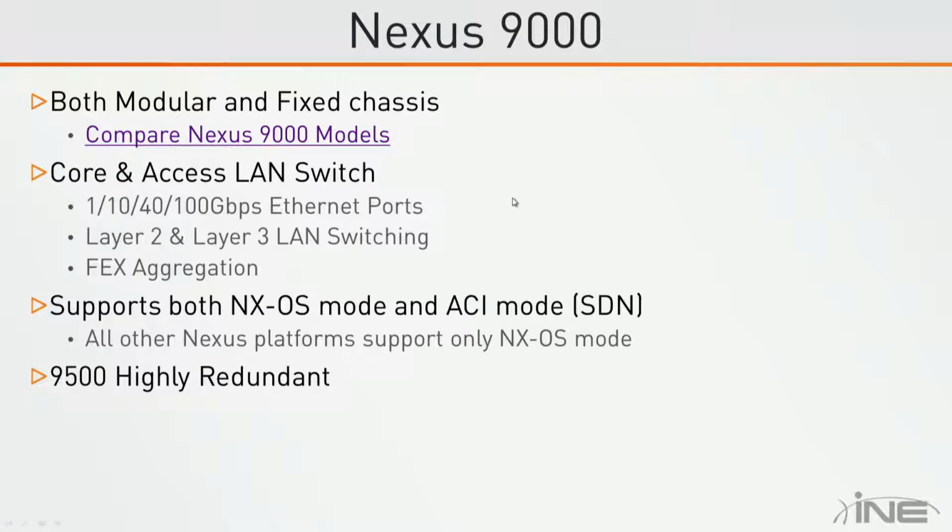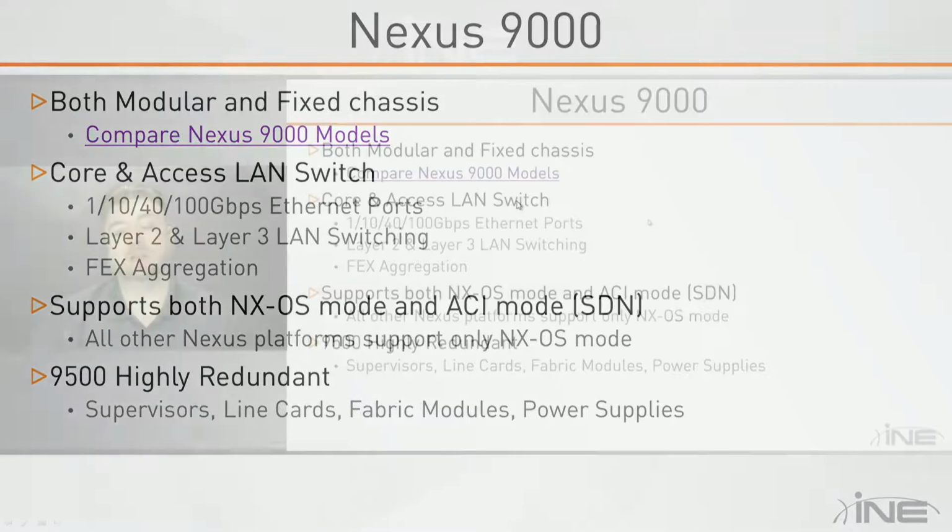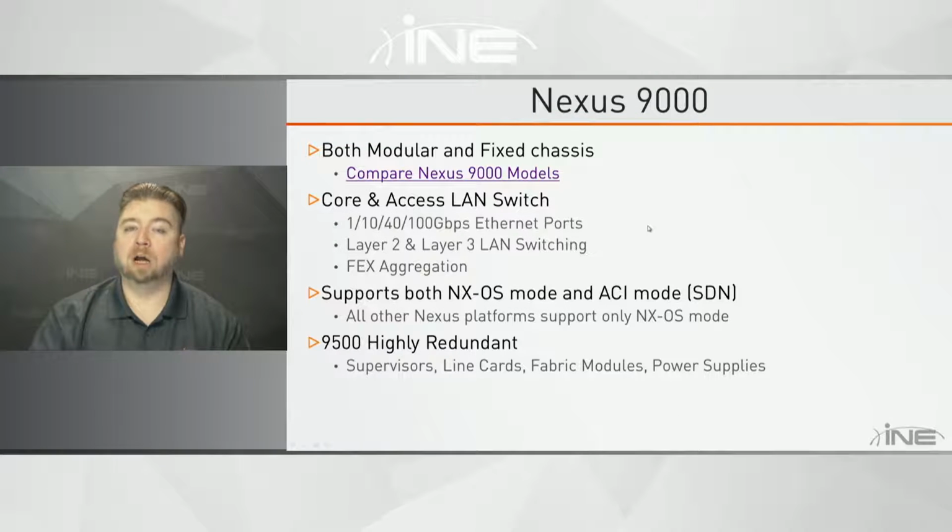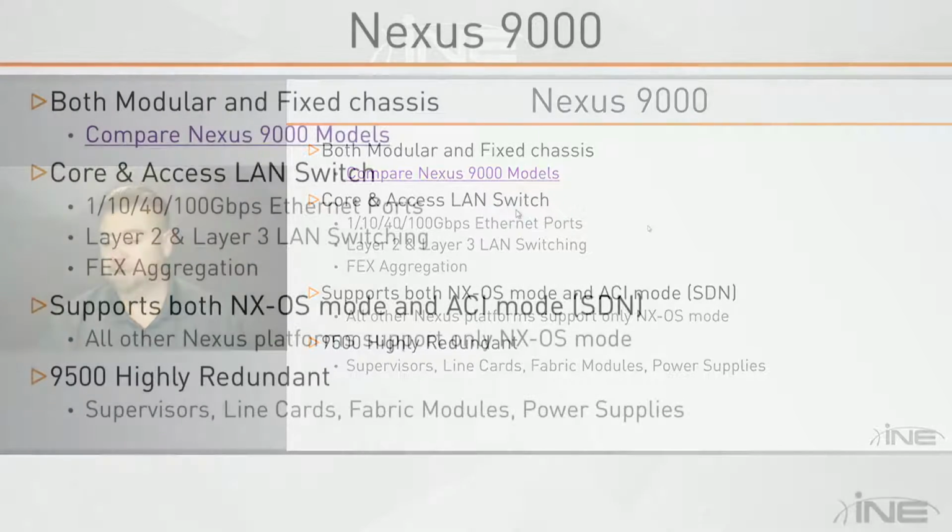Okay, so 9500, this is going to be our redundant box. This is the one typically that you would run in the core. So we have redundant supervisors, redundant line cards, redundant power supplies, etc. Same as like a Nexus 7K or like our traditional Catalyst 6500.